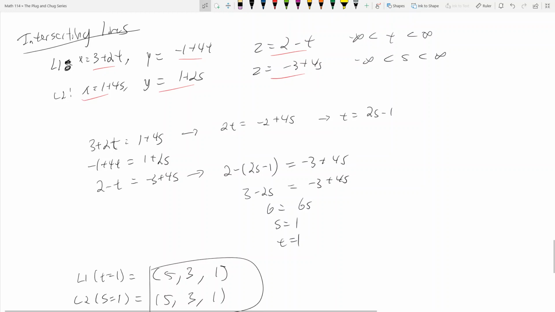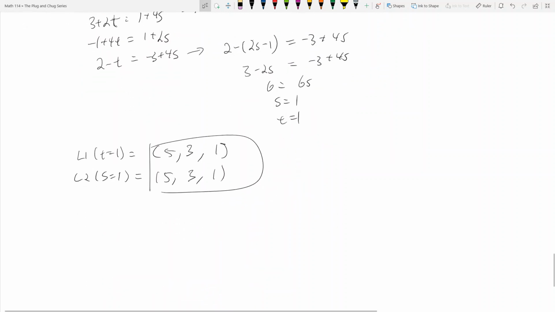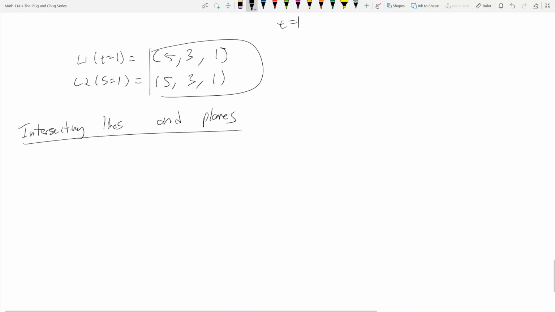I think this is algebra 2 in high school: solving systems of equations quickly. Got it? All right, now let's go one step further. Now we intersect a line and a plane. What happens here?